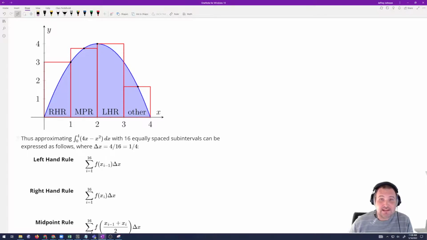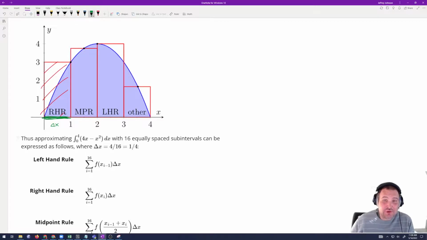Okay, we can see that if we approximate it with this first one, that's called the right-hand rule, because the height of the rectangle is determined by the right side of the subinterval. Okay, and when I say subinterval, I'm talking about this bit right here. That's the subinterval, and we're going to call that delta x in our notation later. The base is determined by what delta x is, and the height is determined by the height of the function.